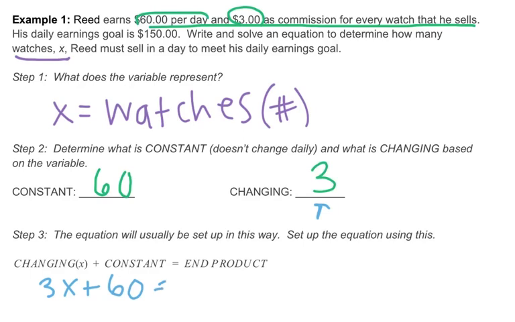Now, we haven't talked about the end product yet, but does it talk somewhere about how much money Reed wants in the end? Yes, it does. It's right here in the red underline, right? His daily earnings goal is $150. So that is what our end product is. That's what goes right here, $150.